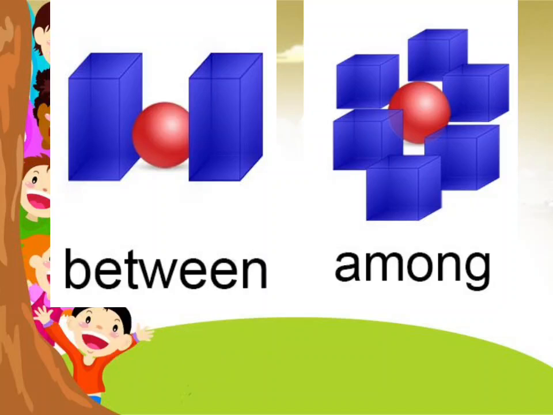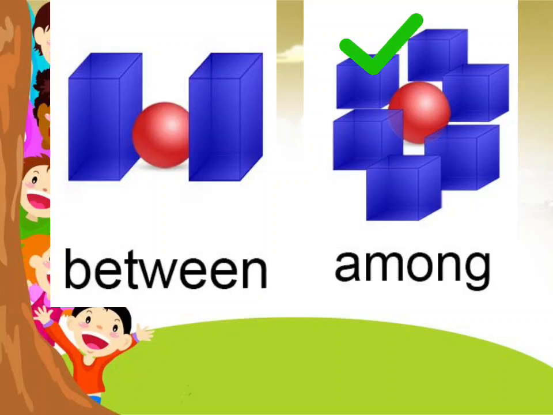सो जब दो चीज़ों के बीच में कोई चीज़ रखी होती है, when there are two objects and one thing is in the middle of two objects, then we use between. Okay. Now the next is among. जब कोई चीज दो से ज़्यादा लोगों के बीच में रखी होती है या दो से ज़्यादा लोगों के बीच में डिस्ट्रीब्यूट की जाती है, देन वी यूज़ अमंग. मीन्स यू कैन सी इन दिस पिक्चर द बॉल इज़ अमंग द बॉक्सेस.